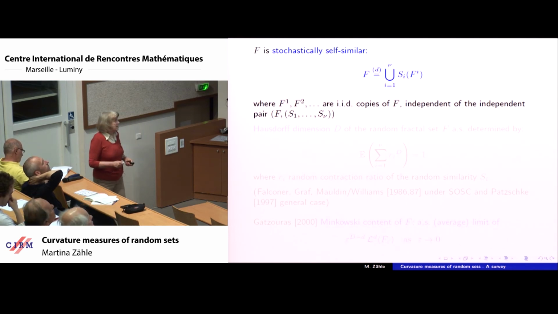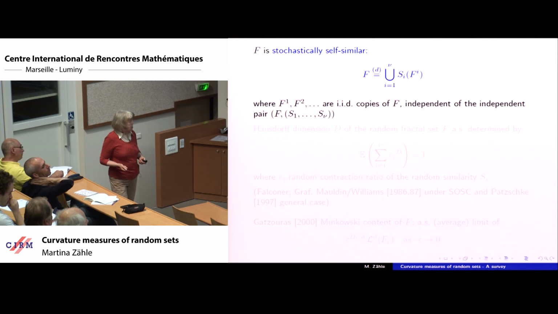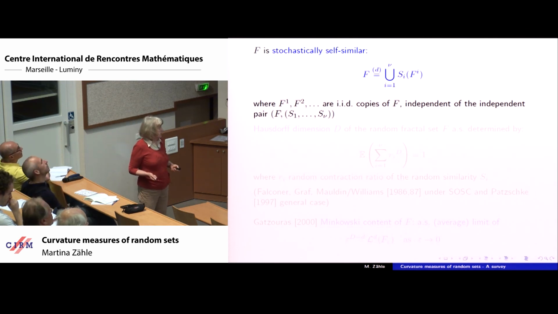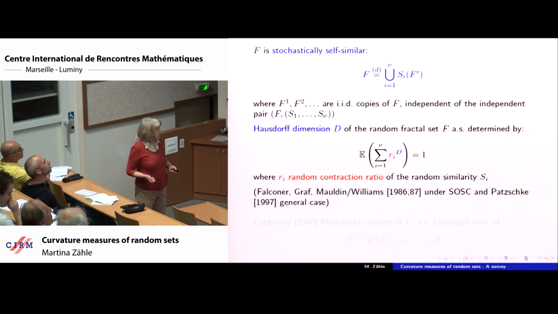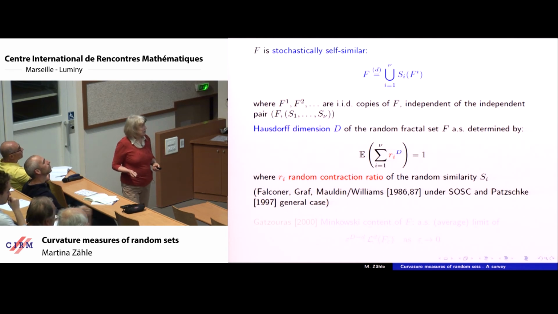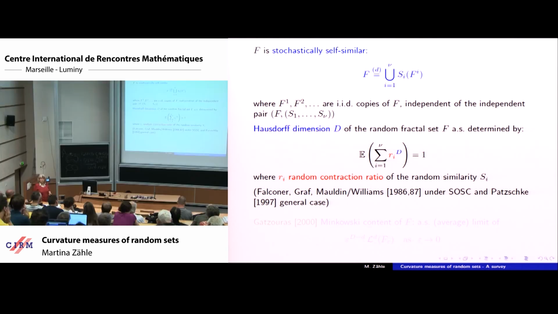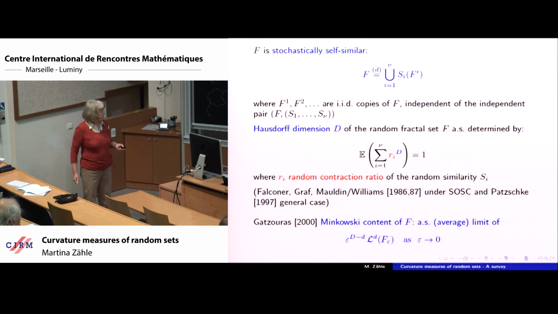Yeah? And this is a stochastic self-similarity. And it turned out for such constructions, one can calculate the Hausdorff dimension with probability 1. The Hausdorff dimension is given by this equation: the expectation of the sum of the random contraction ratios to the power d is equal to 1. This is the unique d for which this expression is equal to 1. This is the Hausdorff dimension. This was given by several authors under different conditions. And if you use this, one can prove the following.